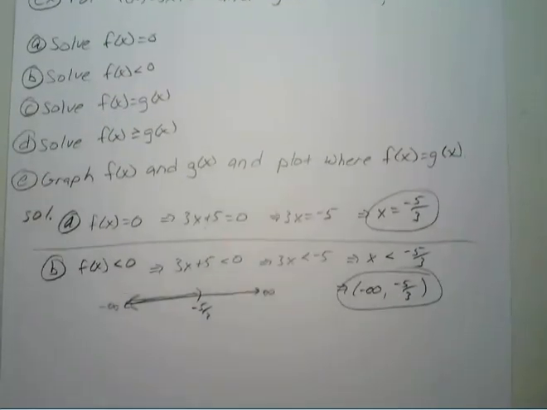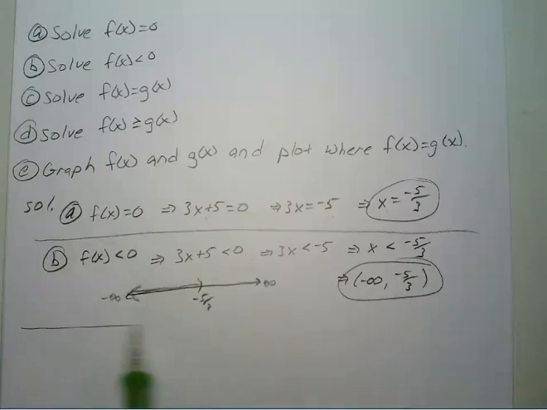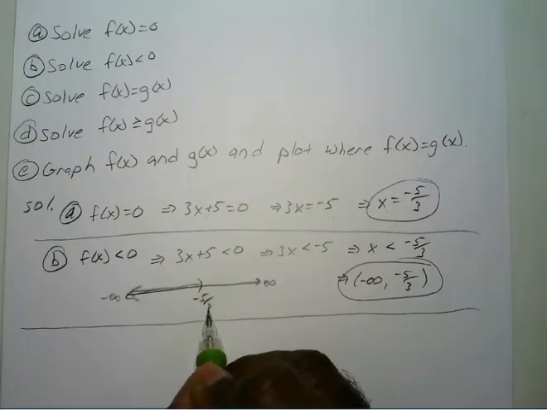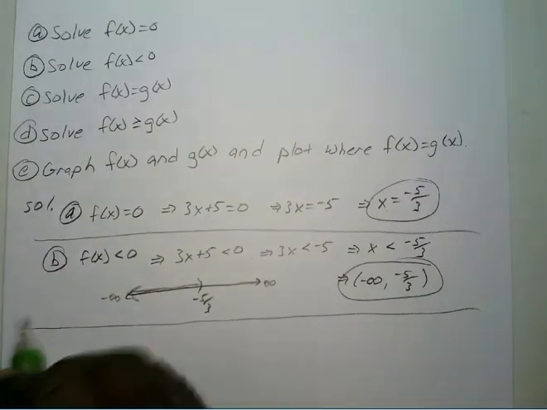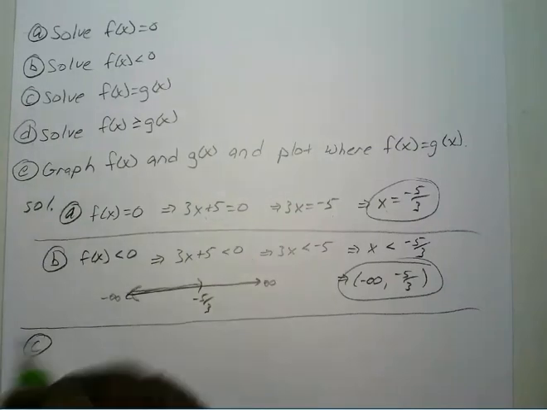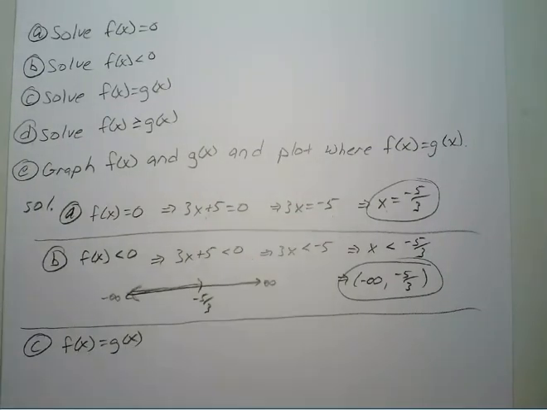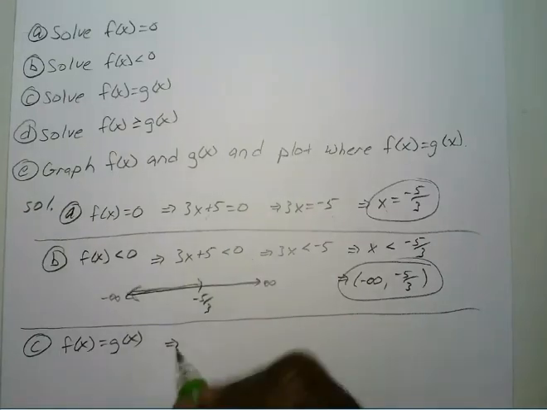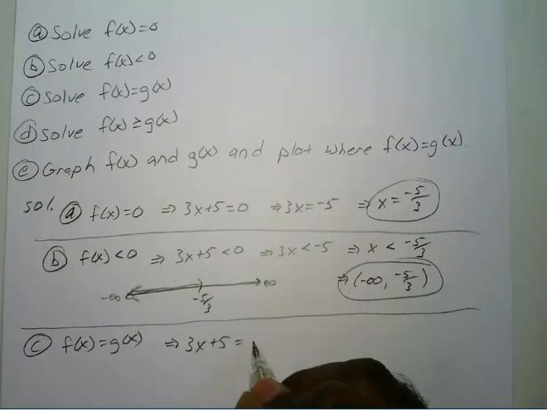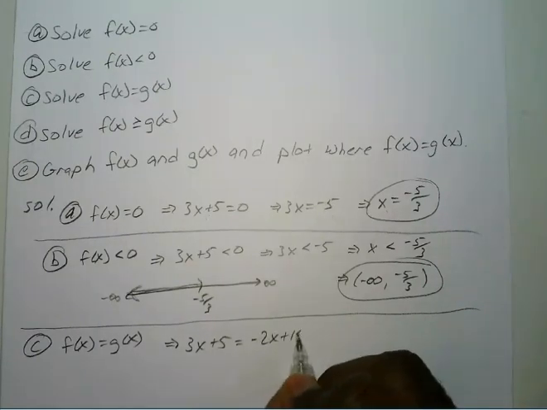Okay, so now let's solve C. Go ahead and write and make that 3 a little clearer. There we go. Okay, so for C, we want to solve where f of x equals g of x. Since f of x is 3x plus 5 and g of x is negative 2x plus 15, that just means we want to solve where 3x plus 5 equals negative 2x plus 15.